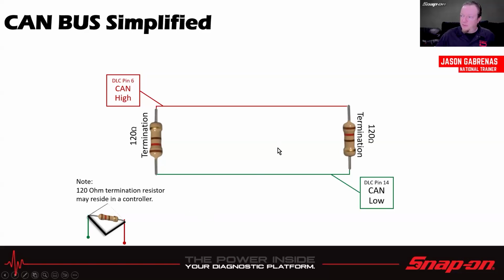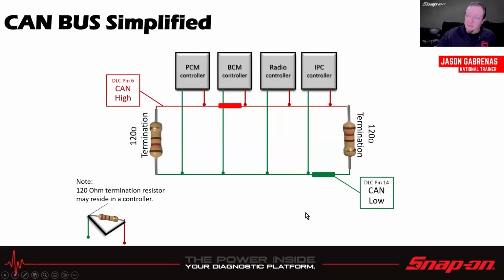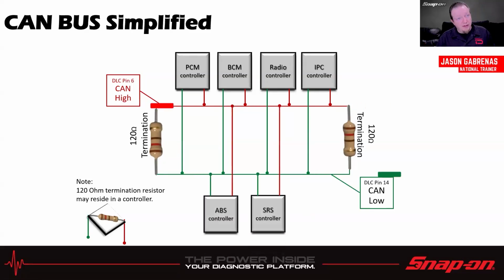So a simplified CAN bus here. We got high side, low side, and then we have the termination resistors across both. Nice thing about CAN is it's modular, so I can add multiple modules to it, and they'll start talking. I can add even more modules to it if I want, and they'll keep talking.